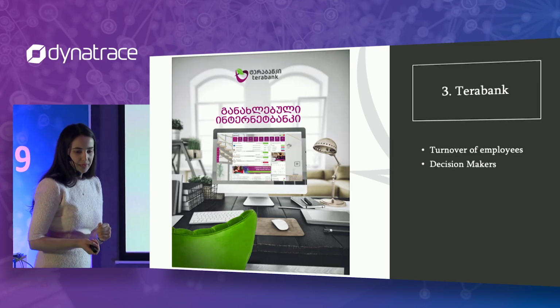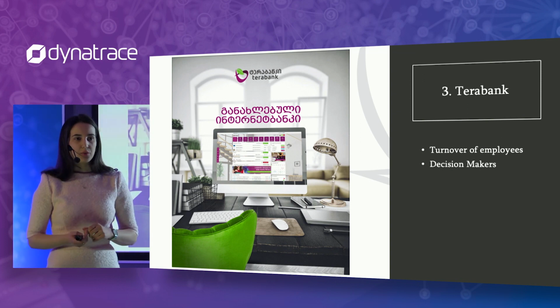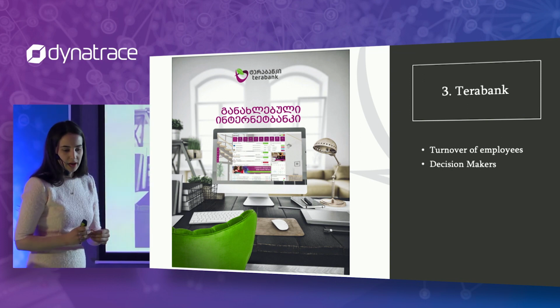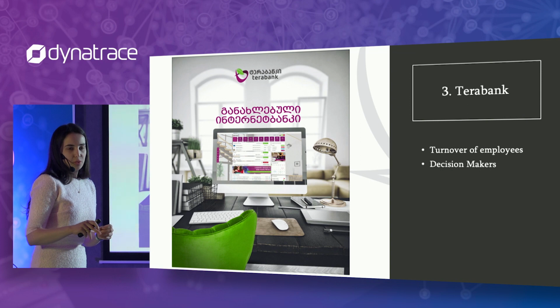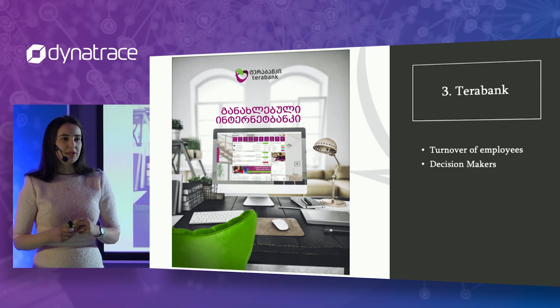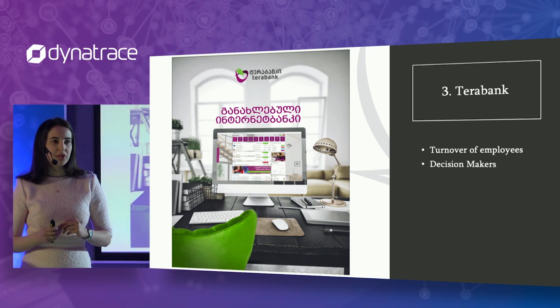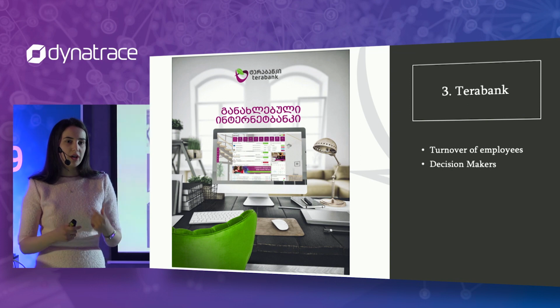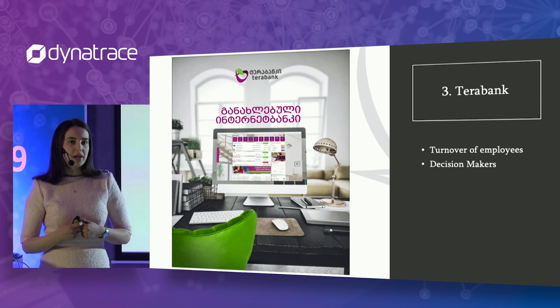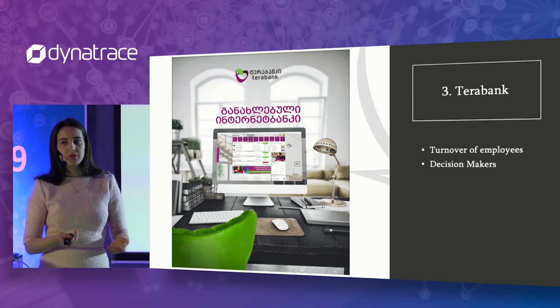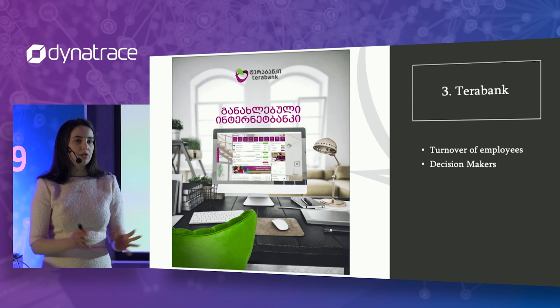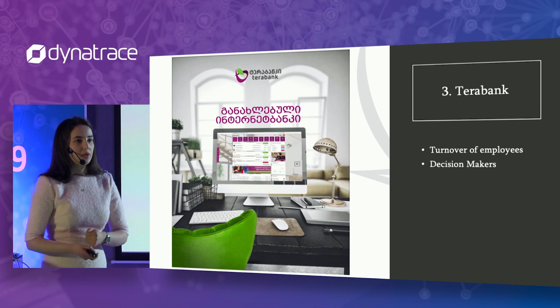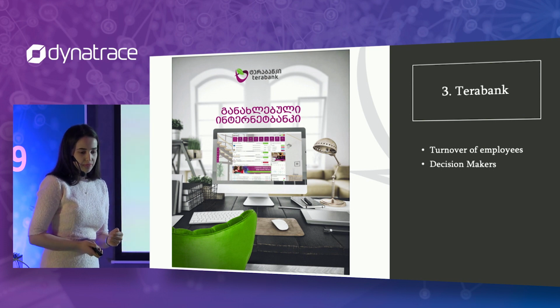with that bank. The third customer that we acquired last year was TerraBank. And the case here was that they had a revolution within the IT department. The majority of their employees were changed, including their CIO. So new employees had, first of all, to figure out what was going on in this software to keep it going, and then they had to scale up and develop new functionalities and so on.